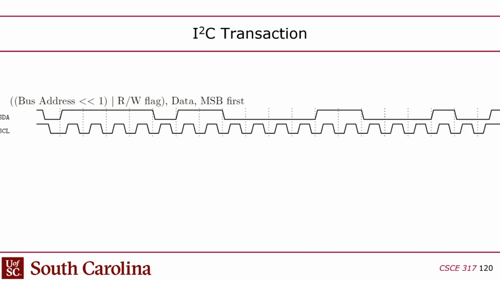So at a minimum, there's actually 18 total bits. And then also the start and stop, which are not bits. Start and stop are signals. But if you just look at the bits, there's 18 of them because there's 8 bits for the header plus the acknowledge, 8 bits for the data plus the acknowledge. So there's 18 clock pulses here in total.